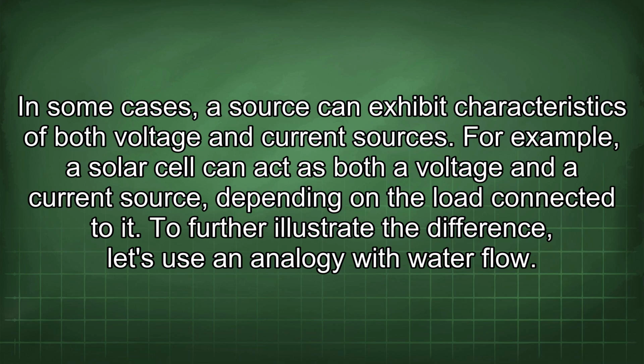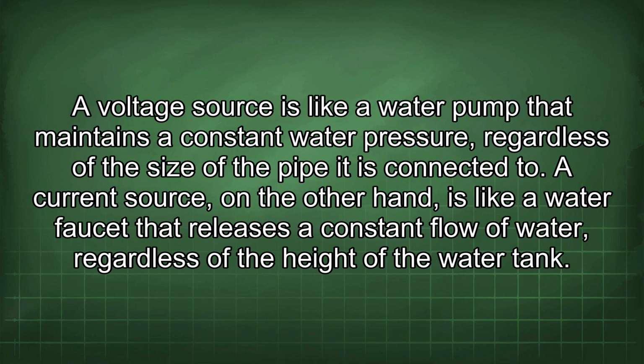To further illustrate the difference, let's use an analogy with water flow. A voltage source is like a water pump that maintains a constant water pressure, regardless of the size of the pipe it is connected to. A current source, on the other hand, is like a water faucet that releases a constant flow of water, regardless of the height of the water tank.